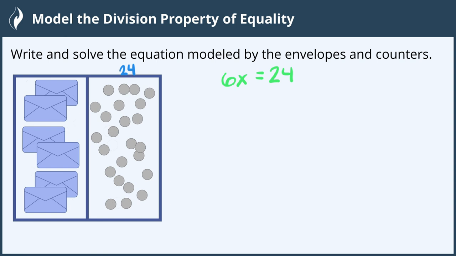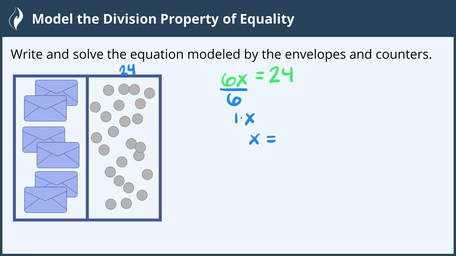To solve for the x, we need to isolate it. That means find the operation that is happening around the x and do the opposite to negate it. Here I have 6 times x, which means that if I divide by 6, then I can isolate the x. 6 divided by 6 is 1. 1 times x is just x, which isolates it on the left-hand side, and we've accomplished our goal.